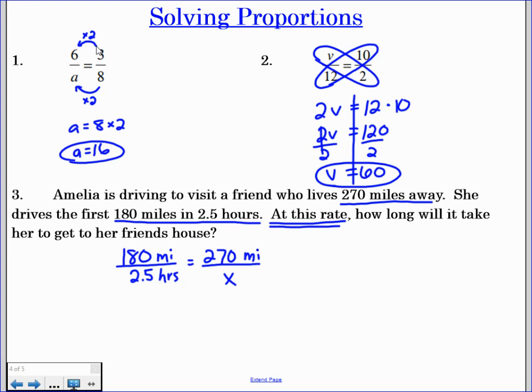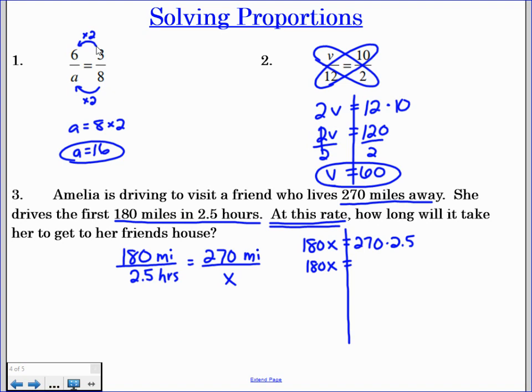Trying to use method number 1 is going to be a little bit more of a challenge. Still doable if you have a calculator, but I'm going to use cross products here. So the cross products say that 180 times x, my diagonal, needs to be the same as the diagonal of 270 times 2.5. Let's solve this equation and we'll have our solution. So I'm not going to do anything with 180x. First, I need to do 270 times 2.5.